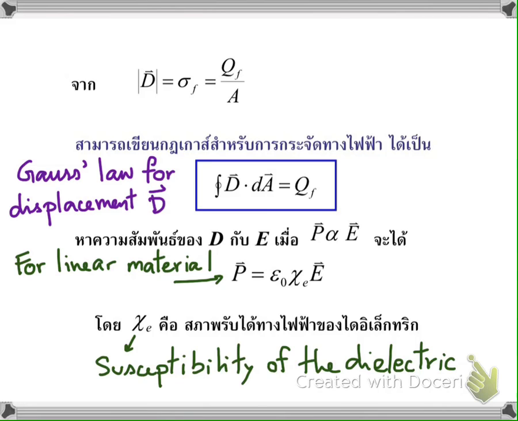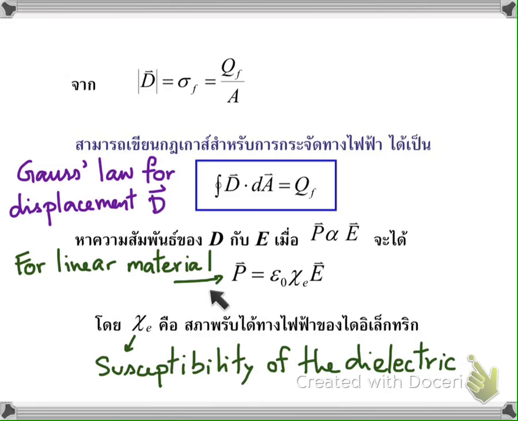We may write the Gauss law for the displacement D as the surface integral of D dot dA is equal to Q F. We call this the Gauss law for the displacement. We will go back to this point later when we talk about the electromagnetic wave. But for now, you don't have to worry about this.